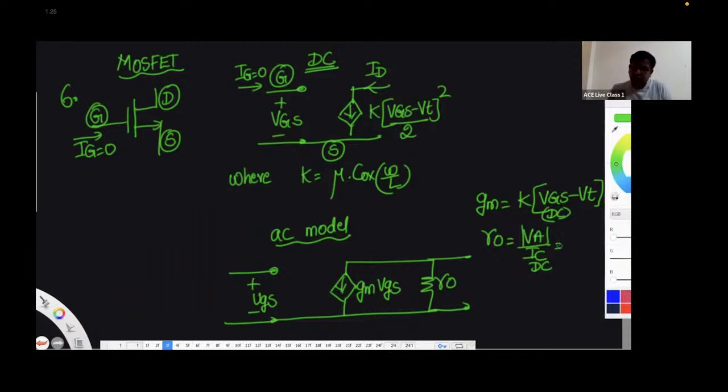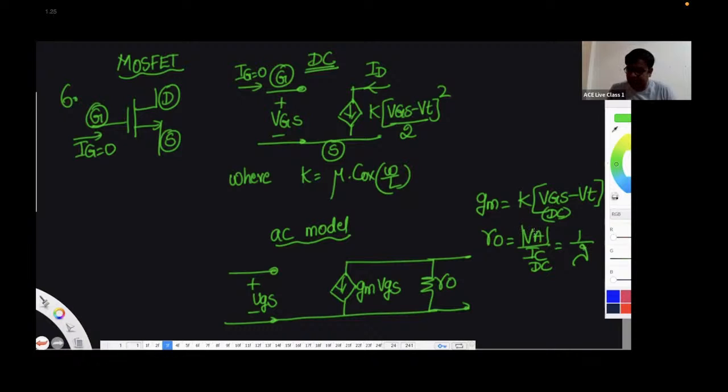Sometimes he gives 1 by ohm, which is lambda. So sometimes if he gives lambda conductance, then you are lucky. You can simply take R0 equal to 1 by lambda. If he gives lambda, then you are lucky. Directly R0 equal to 1 by lambda you can take.